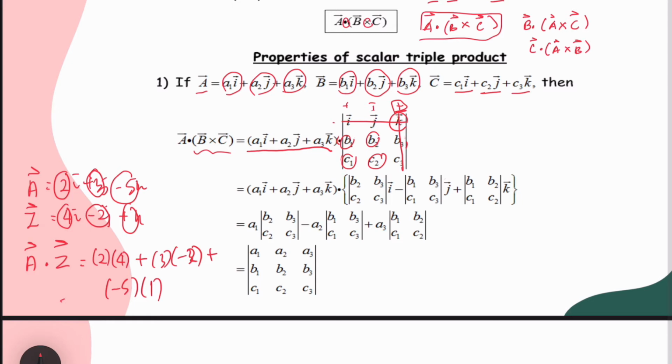Therefore, when we want to do a dot product between the vector A and also the B cross C, what you need to do is the coefficient of I will multiply with the coefficient of I here.